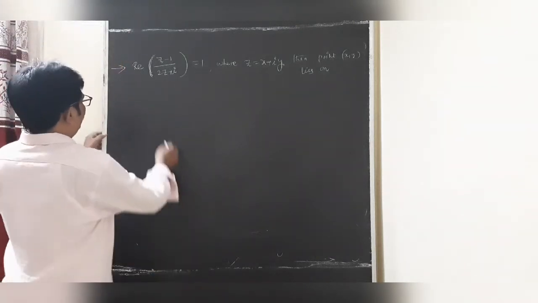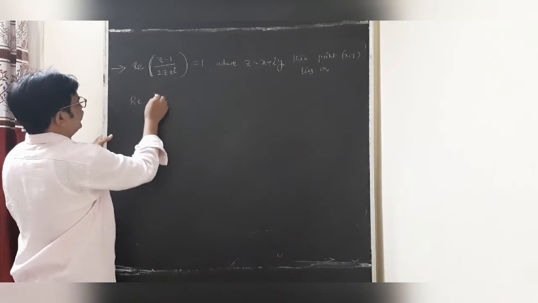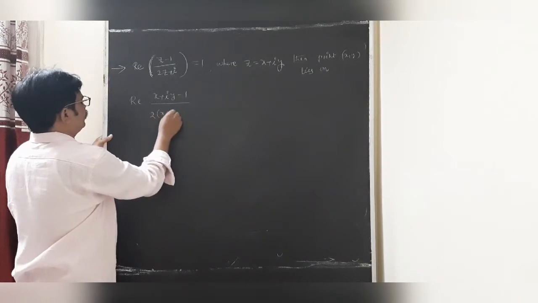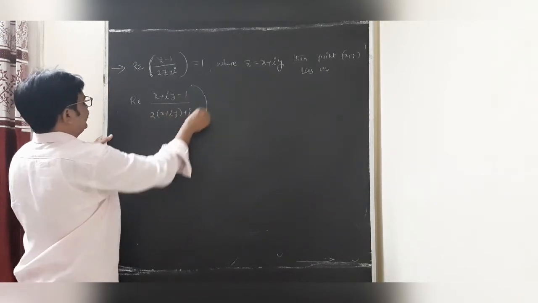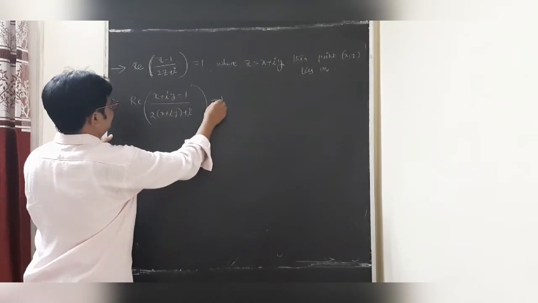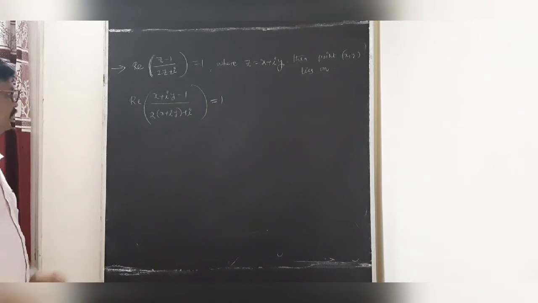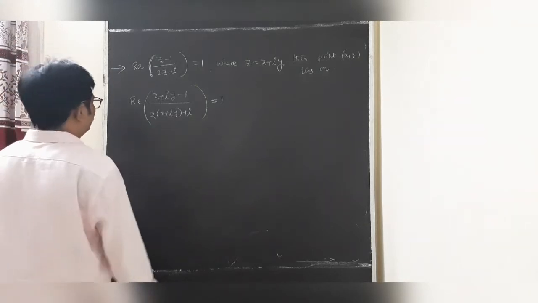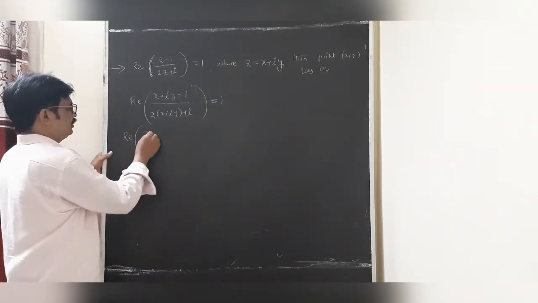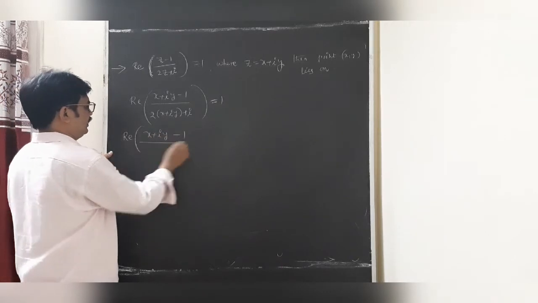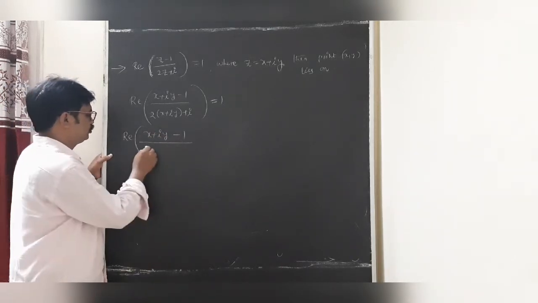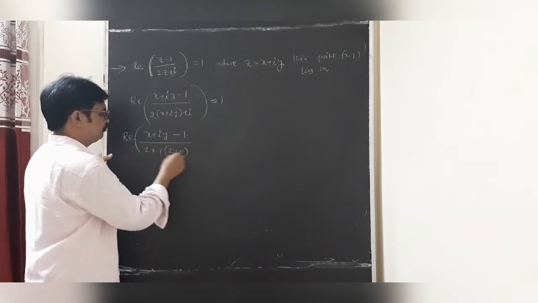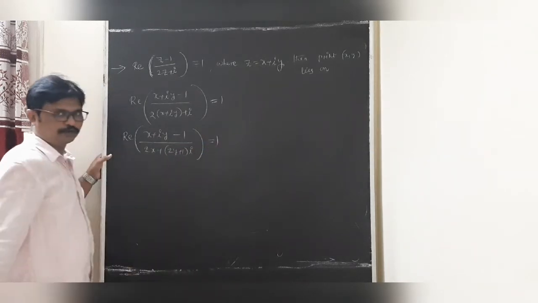Dear students, when we apply this, z is x plus iy. So x plus iy minus 1 upon 2 into x plus iy plus i equal to 1. Okay students, here z is x plus iy, minus 1, upon 2 into x plus iy plus i. My dear students, we observe here, this is x plus iy minus 1 upon 2x, after that i is common, 2y plus 1 into i. This is equal to 1.